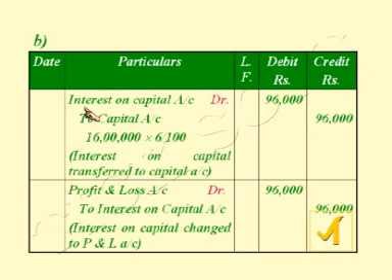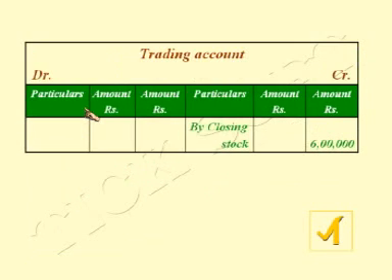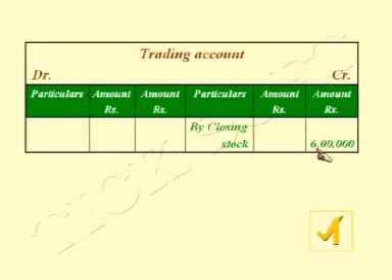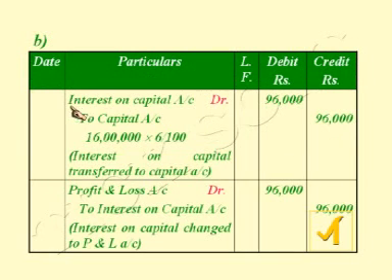B. What is the adjustment? Provide 6% interest on capital of Rs 16 lakhs. So 16 lakh is the opening capital. We have to provide 6% interest for that. So what is the journal entry for this? Adjustment journal: interest on capital account debit 96,000 to capital account 96,000. That means 16 lakh into 6 by 100 is equal to 96,000.